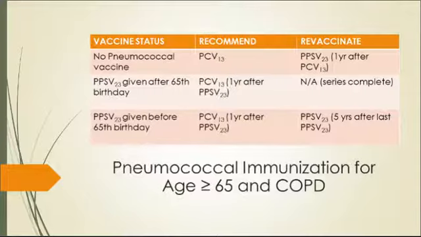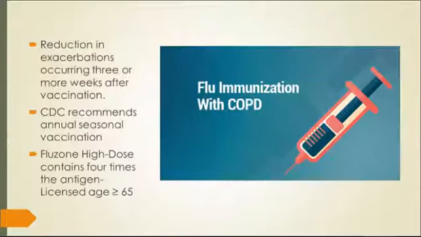Okay, almost there. Flu immunization and COPD: reduction in exacerbations occurring 3 or more weeks after vaccination. CDC recommends annual seasonal vaccination for COPD. Fluzone is the high dose, contains 4 times the antigen, only for age 65 and older. 24% more effective than the regular vaccine, but it's only given to those 65 or older. Low risk of hospitalization, admissions, and that is the end of this recording.